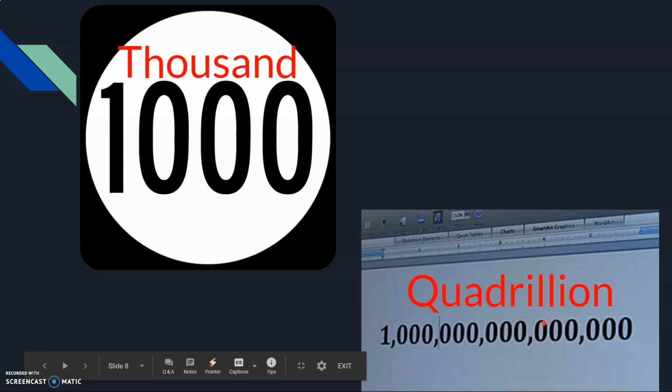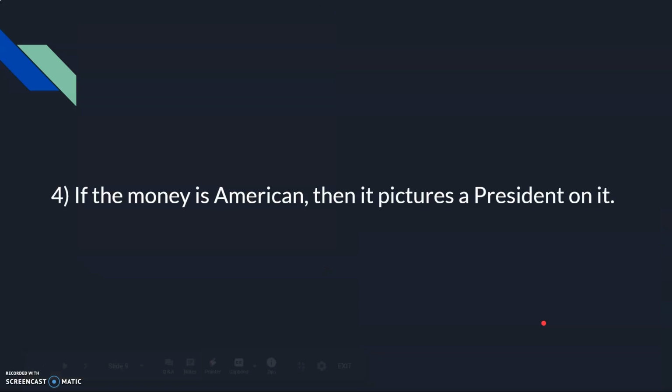Alright, I got one more for you guys. If the money is American, then it pictures a president on it. So, if we have an American dollar bill, then there must be an American president on it. Can you think of a counterexample for this? Again, I know of 2. You know one, can you think of them both?